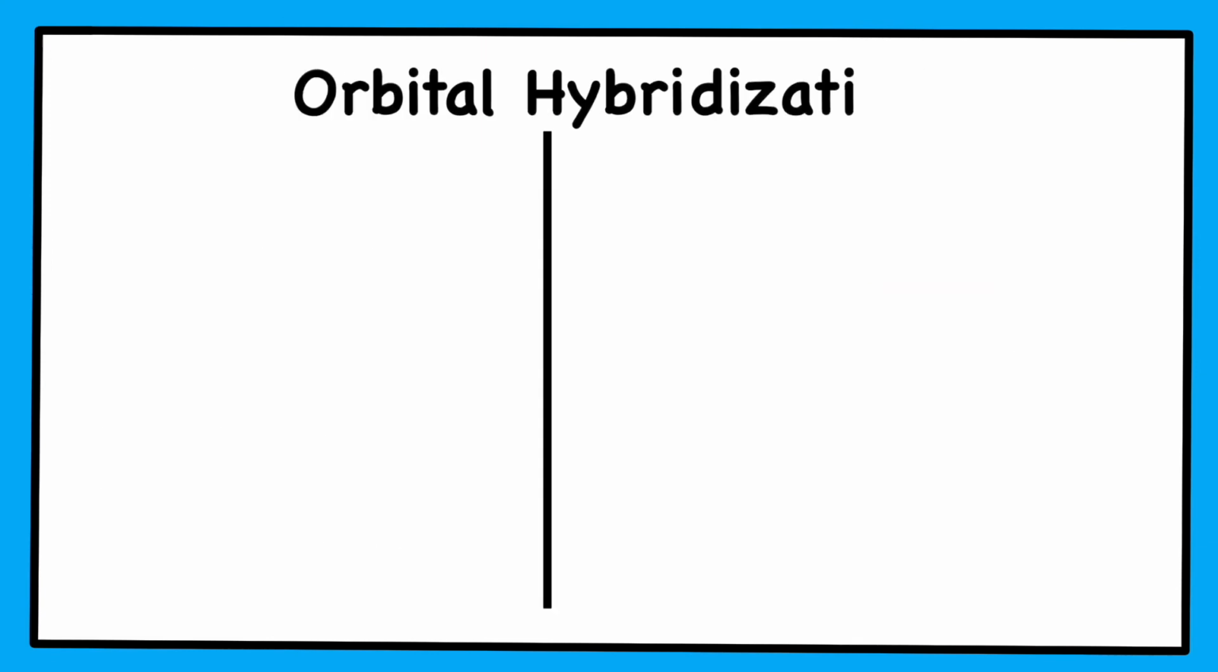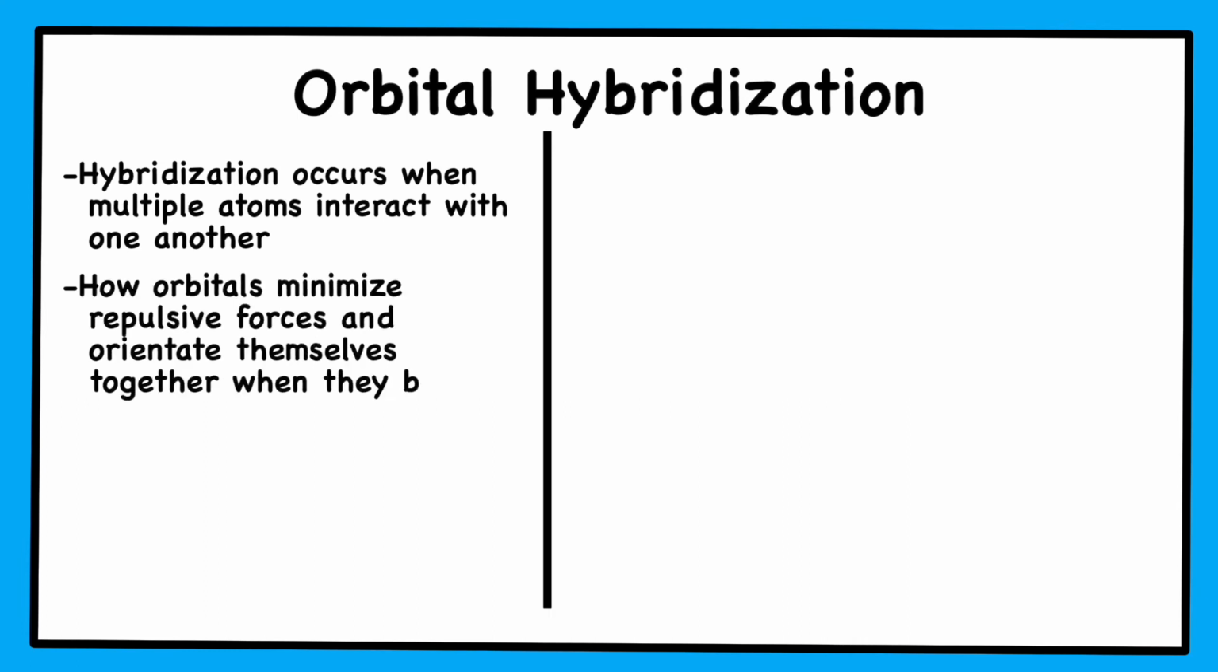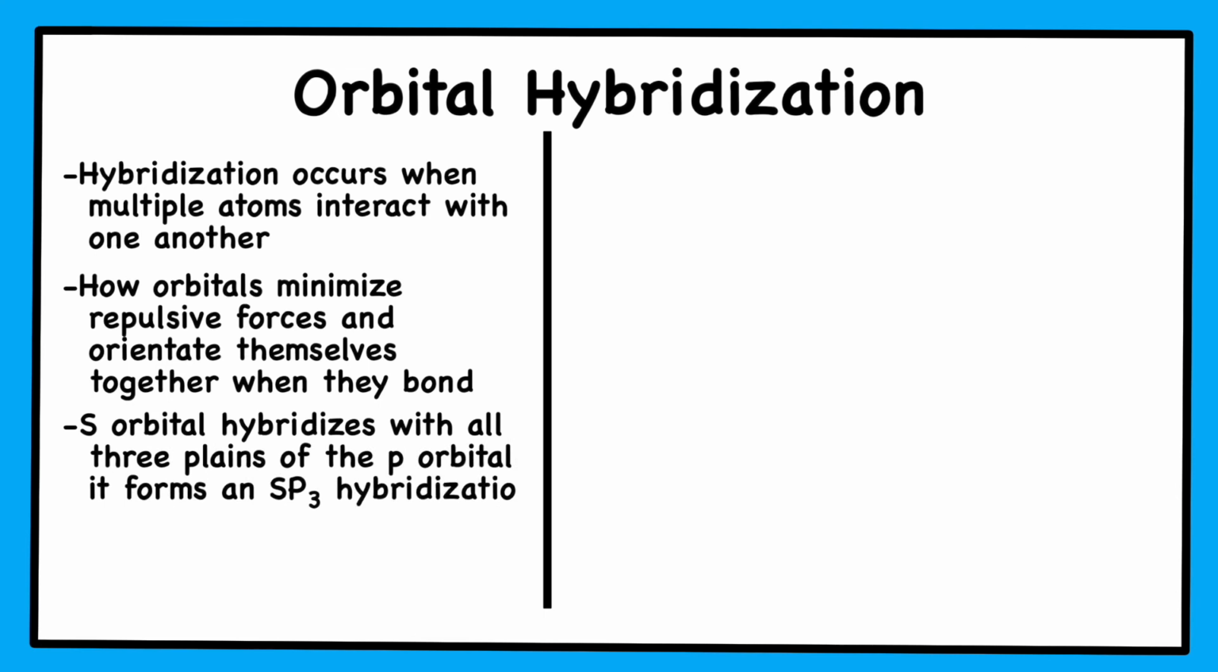When we have multiple atoms interacting with one another, we can get orbital hybridization. Orbital hybridization is simply how orbitals minimize repulsive forces and orient themselves together when they bond to another atom. For example, an s and p orbital can hybridize. When an s orbital hybridizes with all three planes of the p orbitals, it is called an sp3 hybridization.